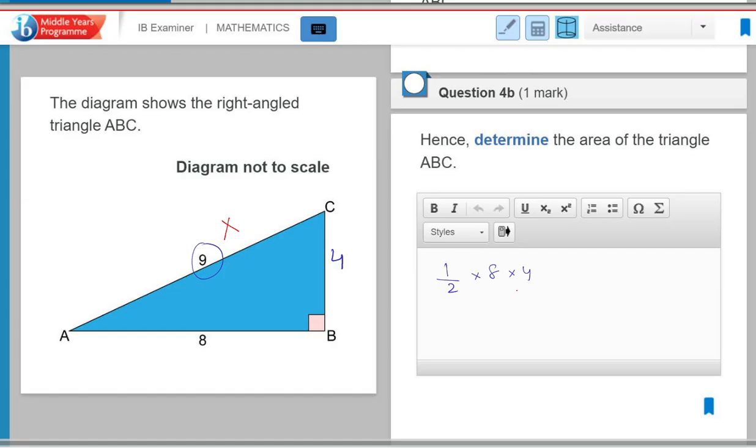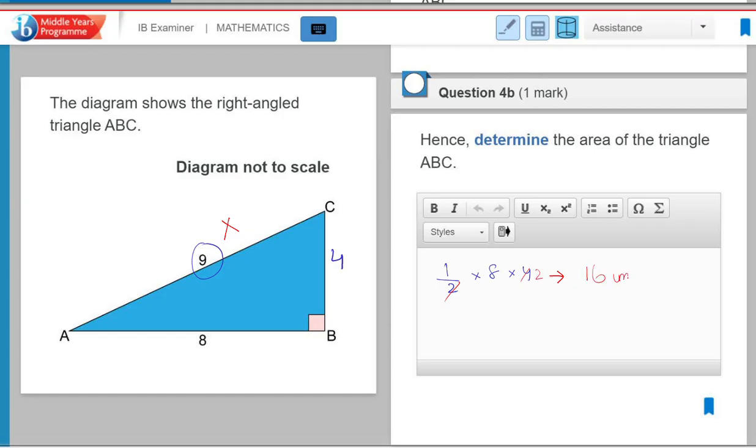Okay, so 1 over 2 multiplied by 8 and 4, so this cancels out, so 8 times 2 becomes 16 units squared.